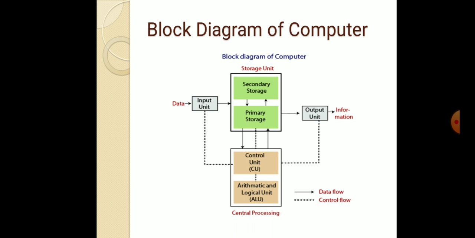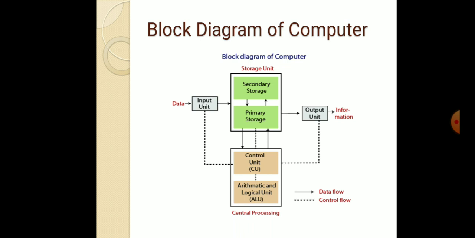Next we have our third unit, that is the output unit. The output unit is used to display information to the user who is using that particular system. So this is the basic block diagram of a computer. Here in this block diagram we have two types of lines: one is a straight line and the second one is dotted. The straight dark line represents the data flow in the system, and the dotted line represents the control flow in the system, how the control signal will move to each unit.